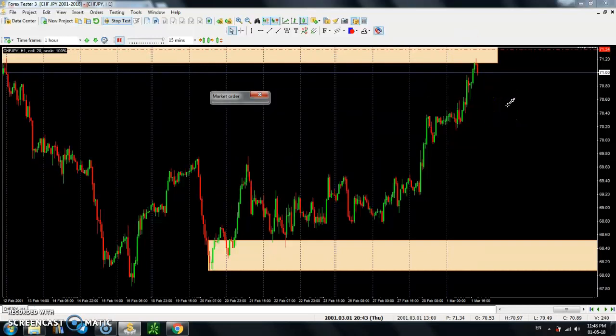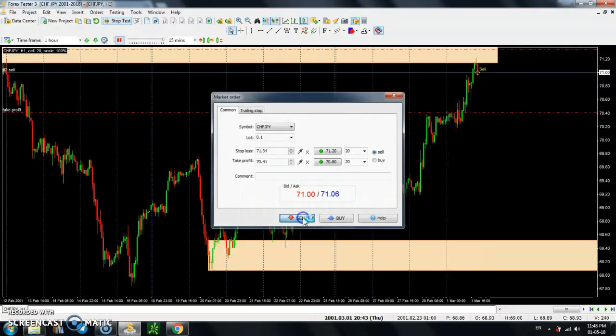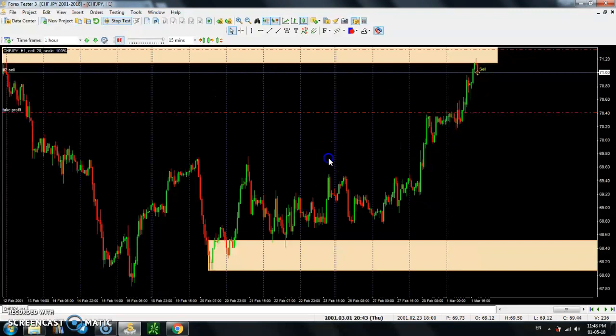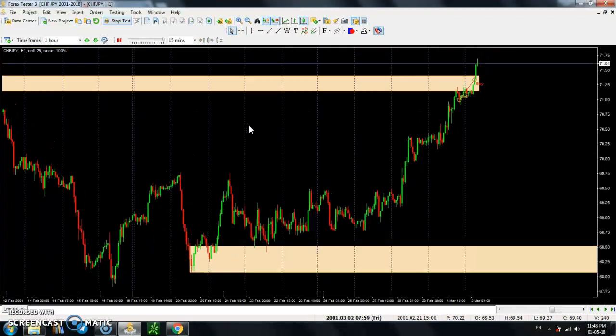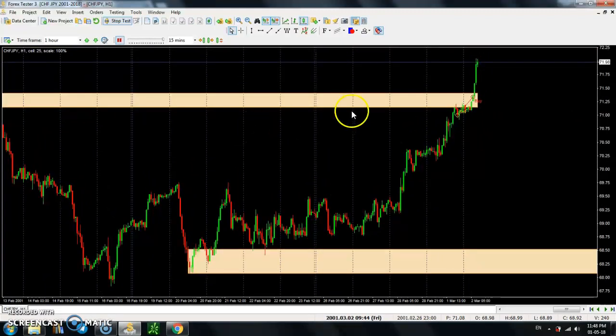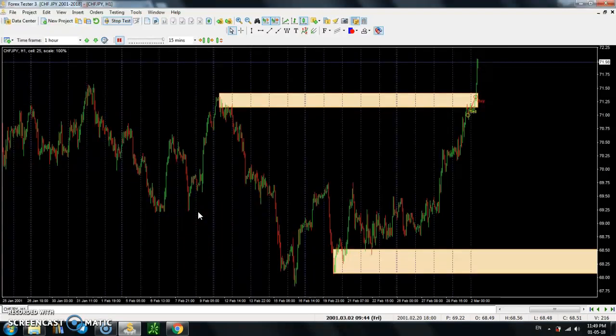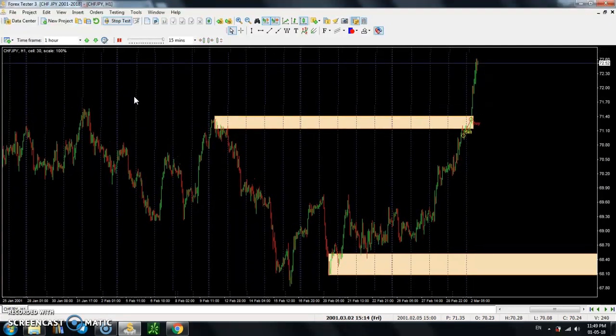Let's say let's put it here, right? And we're gonna sell it. Okay, so now we have the order. Oh shit, I just hit my stop loss. Okay, fine. Wow, it actually hit up and above. Wow.